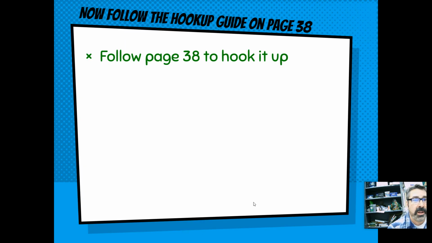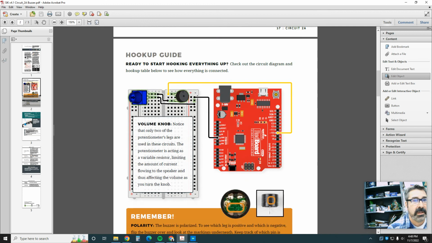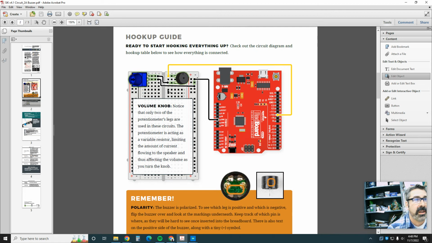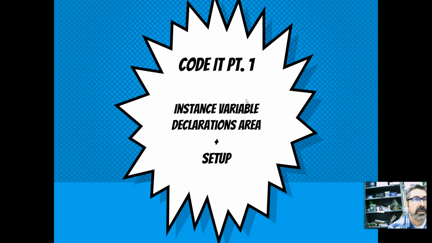So if you look at page 38 in that book, again, it's going to tell you what to do. If we look over here on this page, it's going to show you a pretty easy hookup on this one. Make sure you understand what this thing is. Make sure you understand why we're using the potentiometer this time again. All right, and then let's start to code it.